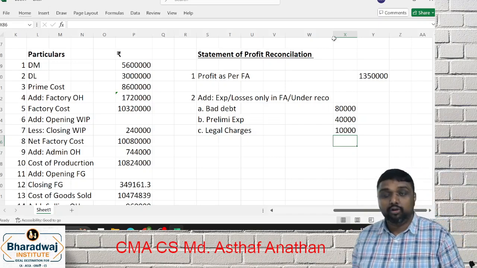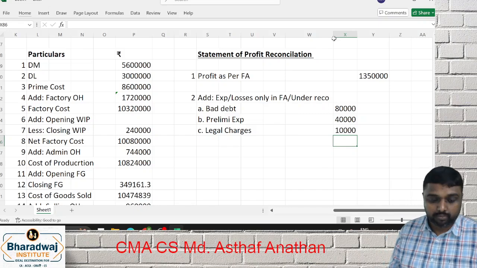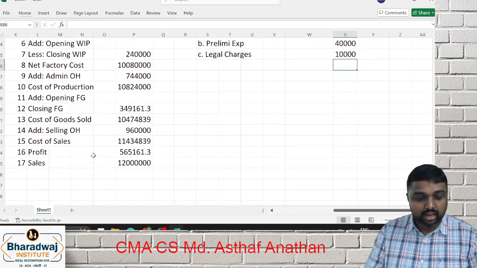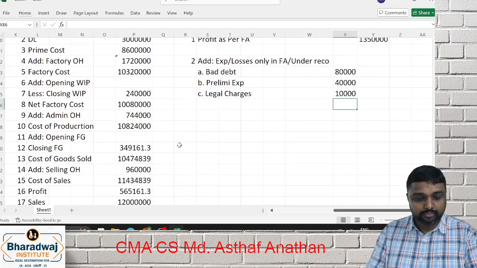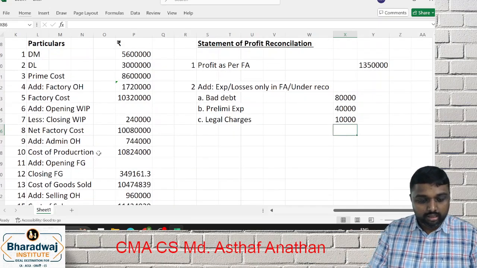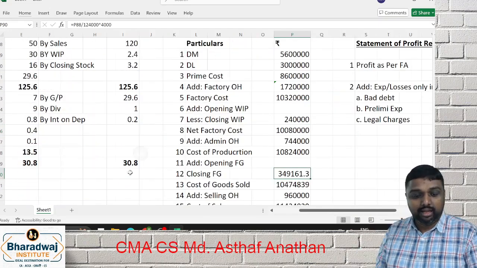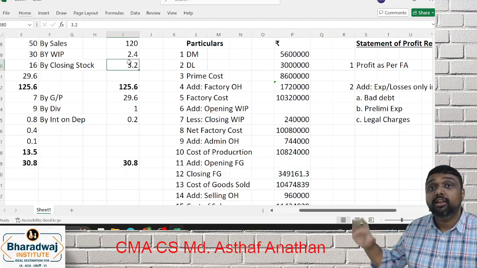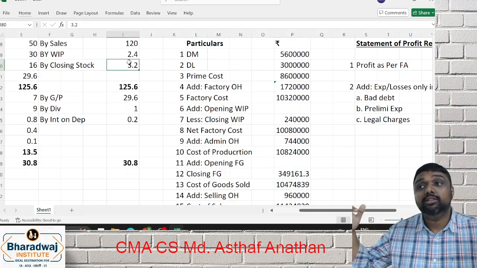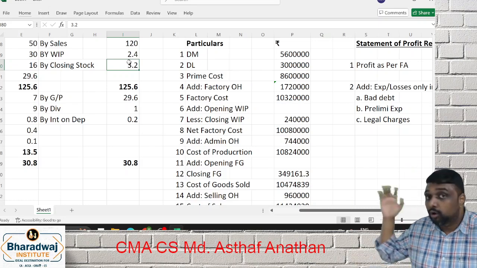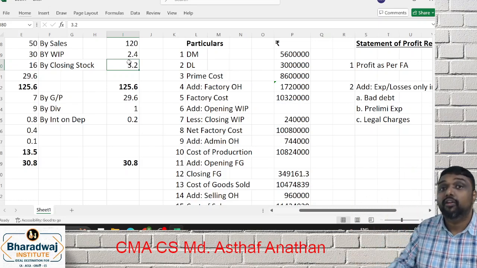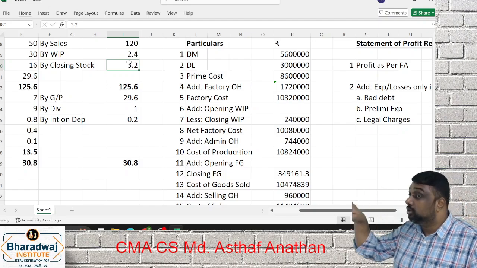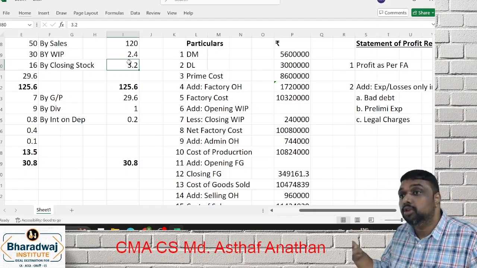Now you have to go for your effect of stock. Finished goods, what is the effect? In financial, you have a finished stock of what? 3 lakh 20. In costing, 3 lakh 49, the costing value is more. Closing stock is more, profit will be also more. I told you, closing stock is more, profit also more.